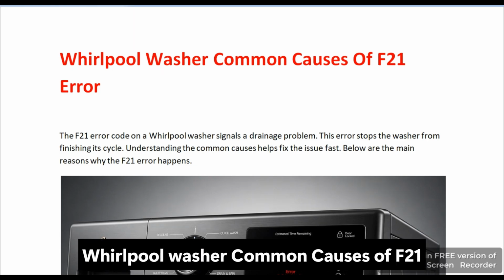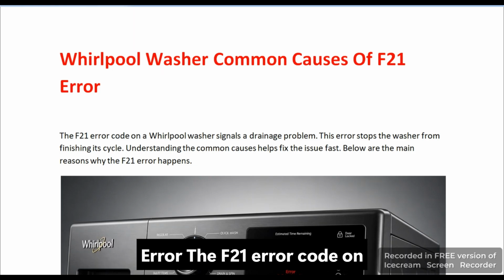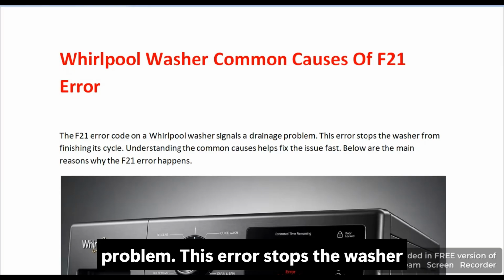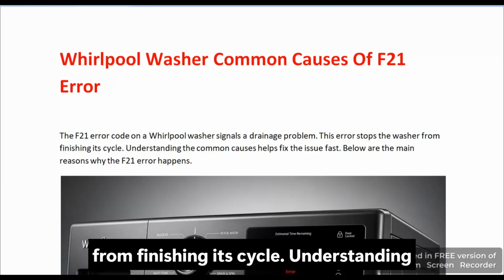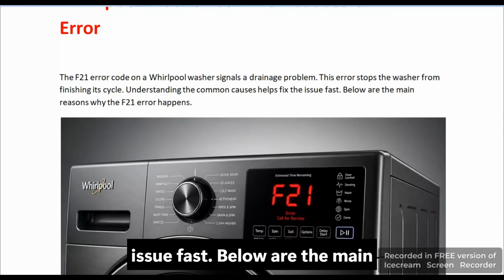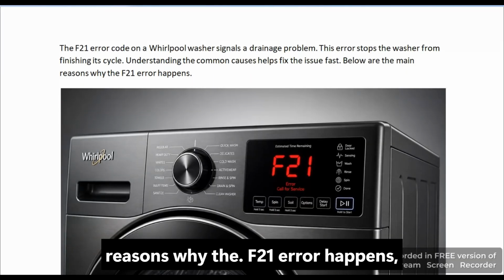Whirlpool washer common causes of F21 error. The F21 error code on a Whirlpool washer signals a drainage problem. This error stops the washer from finishing its cycle. Understanding the common causes helps fix the issue fast. Below are the main reasons why the F21 error happens.